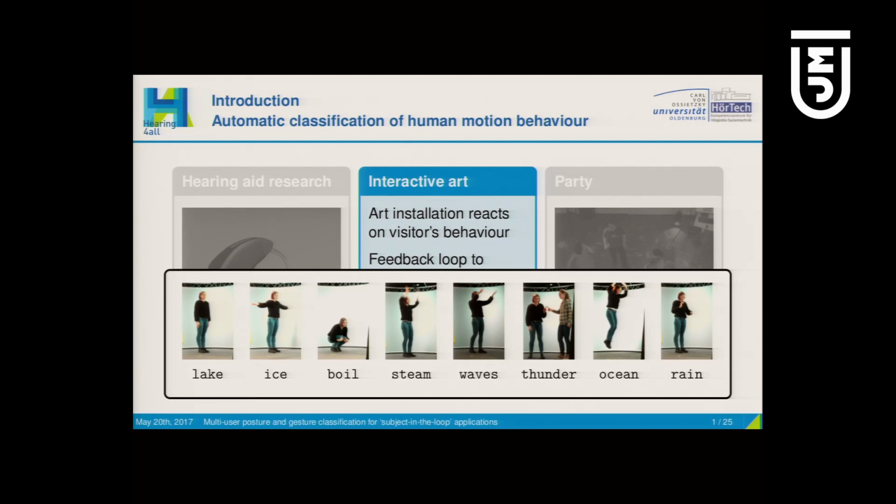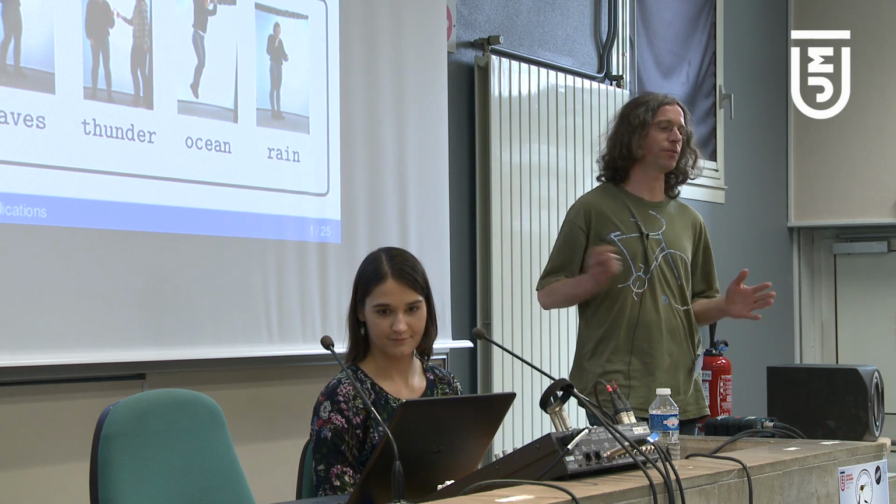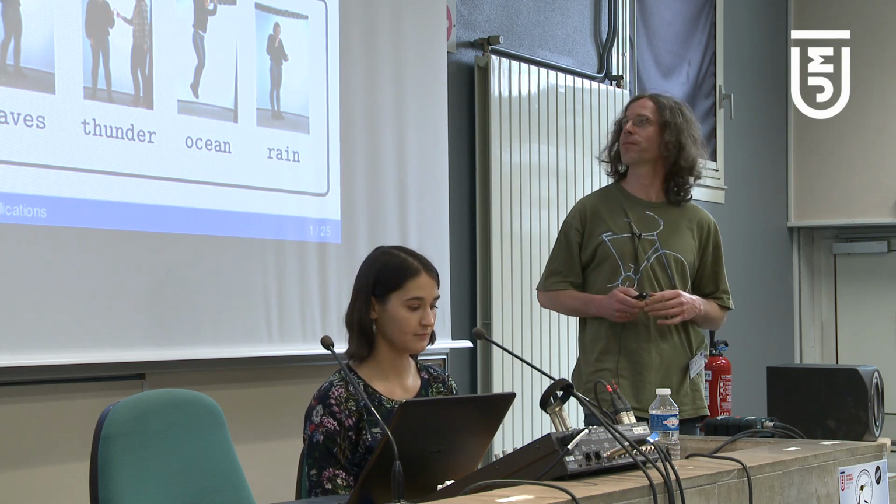We have different states, something like lake, ice and boil, different appearances. In this case we attributed gestures to these states. They are not really related to the content, it's just to distinguish between different gestures, and we would like to distinguish and identify them.